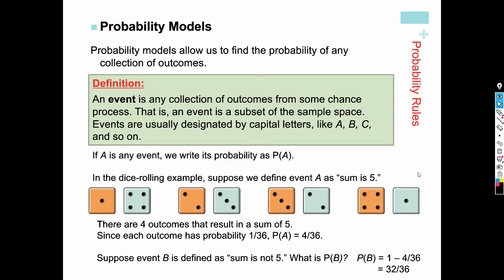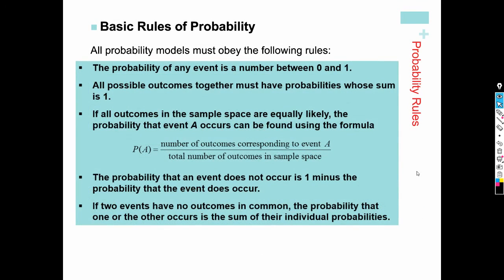So combining these all together are going to get the basic rules of probability. So the probability of an event is anywhere between 0 and 1. And all the possible outcomes together have to have probabilities that add up to 1. In other words, the probability of everything that's possible to happen is going to be 1.